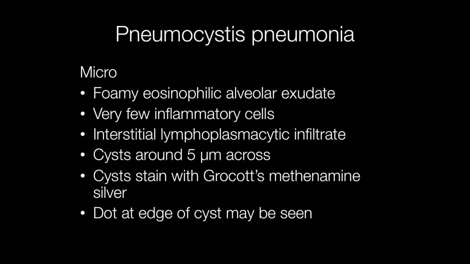Histological features of Pneumocystis pneumonia include a foamy eosinophilic alveolar exudate, where there are very few inflammatory cells within the exudate, but there is often a lymphoplasmacytic interstitial inflammatory infiltrate. The cysts are present in the exudate and they measure around 5 microns across, and they are demonstrated by staining with Grocott's methenamine silver stain. One of the characteristic features is a dot where the capsule is focally thickened.